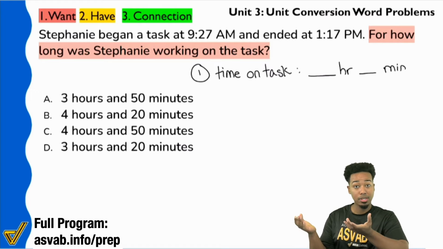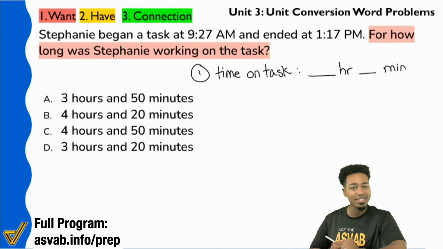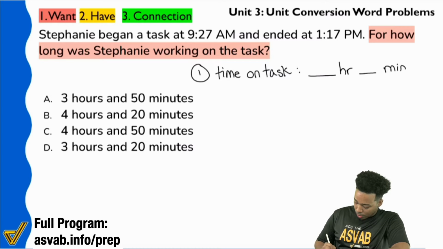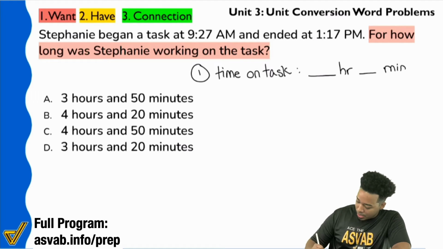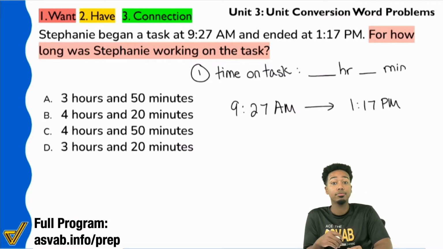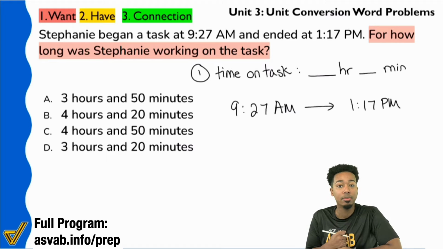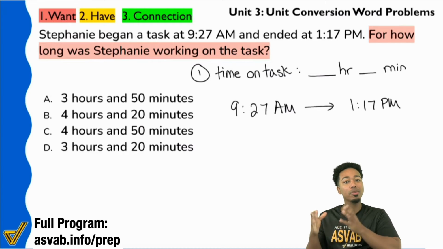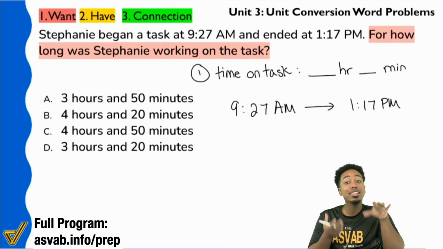If we want to know the time on task, subtract. We got to subtract the time. So we need to know essentially the connection here is how long is it from 9:27 a.m. to 1:17 p.m. That's essentially what we want to know, the time difference between these two times. So let's go ahead and just do this a really quick way. It's not going to be by subtracting. It's actually going to be by starting from the beginning time and adding up until you get to the end time.